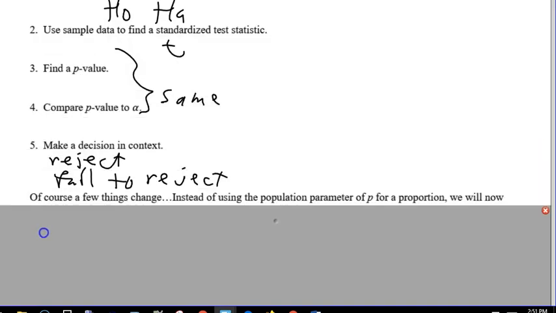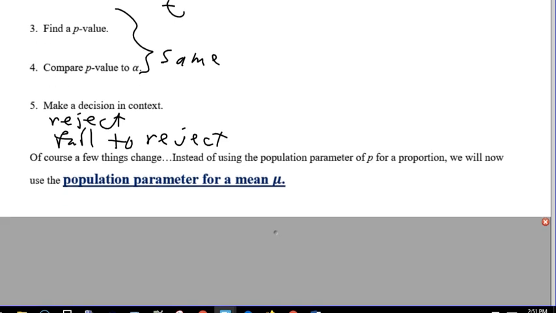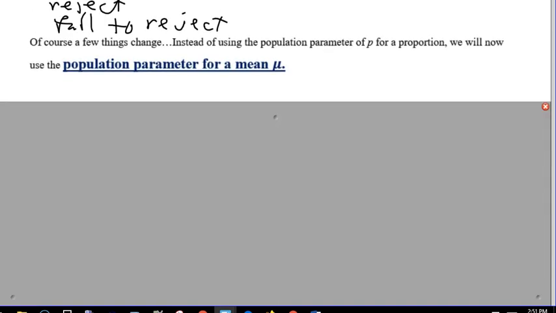Now, what's going to change? So first off, instead of using the population parameter p for proportion, we'll now use the population parameter for mean, which is that funky u, which we call mu. That's the Greek letter mu. So let's fill that in. The population parameter for mean is mu.